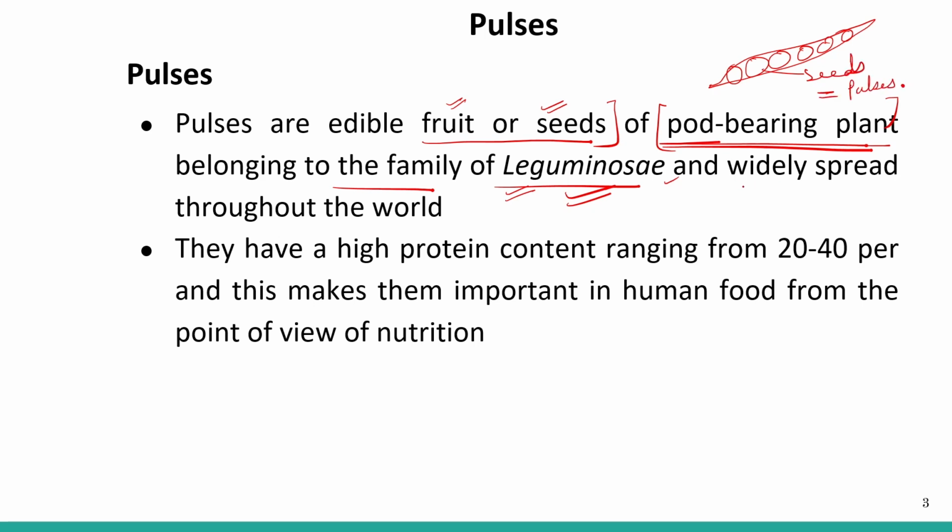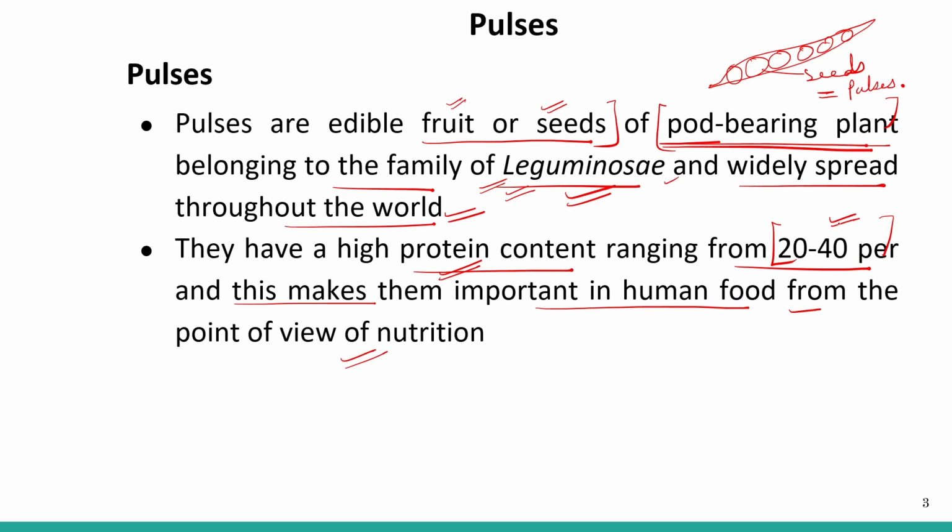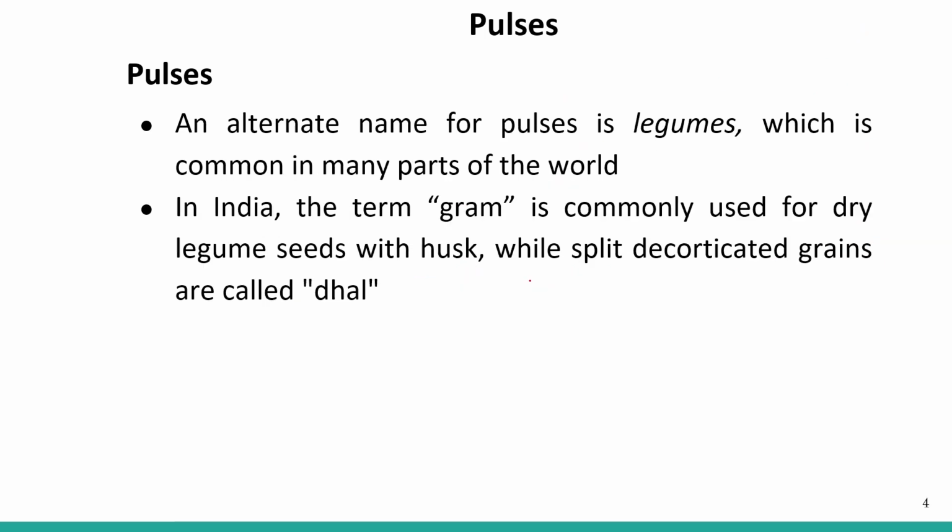So Leguminaceae are widely spread throughout the world. So they are present all over the world. They have a high protein content ranging from 20 to 40%, and this makes them important in the human food from the point of view of nutrition. So from the nutritional point of view, the protein we get is around 20 to 40% from these pulses, right? So they are highly protein content food.